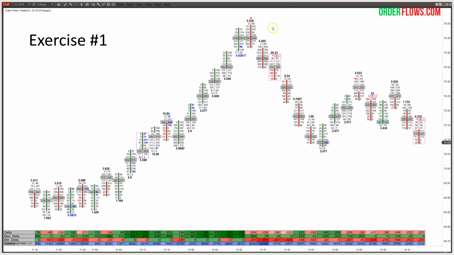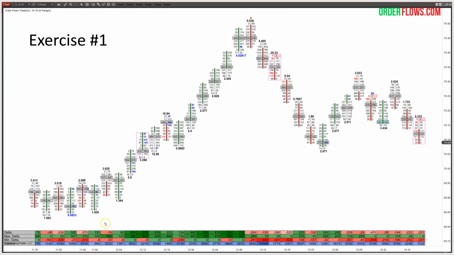Well, the most obvious, up here you have the delta divergence. Most order flow software will draw a triangle. My software draws a triangle, so that draws your attention to a divergence up here. But you have this whole big move up here, right? If you're not watching the delta, you're maybe not keyed in on this move up.